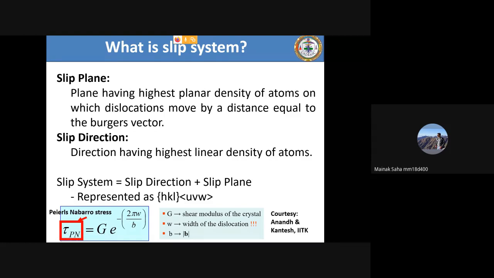See, for example, I told you that in the slip plane the planar density of atoms has to be very, very high. So in that case, I said W is equal to A by 1 minus mu, and A is nothing but the interatomic spacing in the slip plane, and B is the interplanar spacing. From this A and B, can you correlate what should be the characteristic of the slip plane and slip direction?